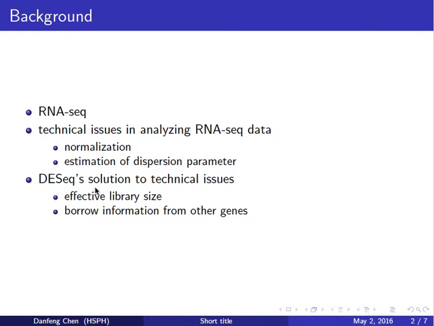DESeq offers two solutions to those technical issues. The first solution is to use effective library size to do normalization. The second solution is to borrow information from other genes to do a robust estimation of the dispersion parameter.